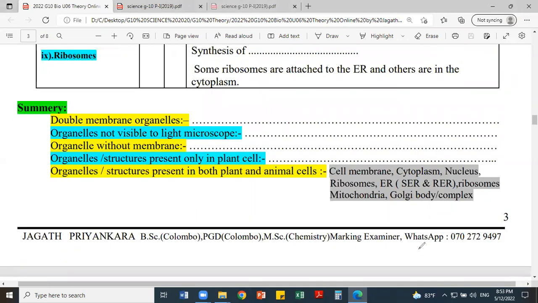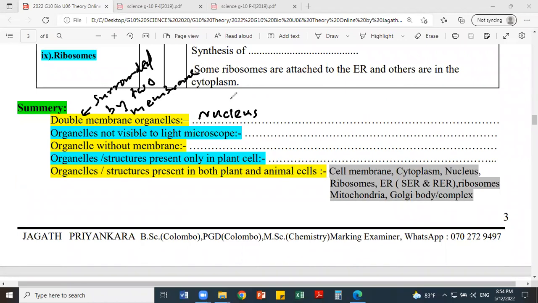And next one, double membrane organelles. This is very important for the questions. Double membrane organelles, you can write there are three organelles. Double membrane means they are surrounded by two membranes. If you don't know, write it, otherwise no need. What are the double membrane organelles? Nucleus, mitochondria, and chloroplast.